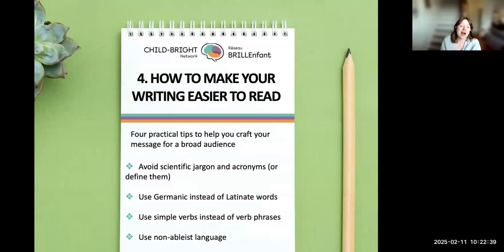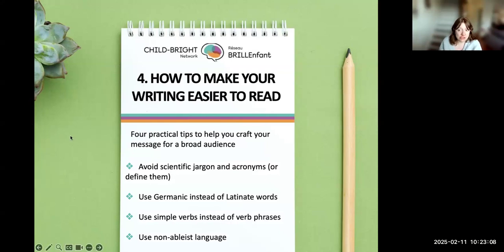So I'm going to be focusing on these four really easy ways to make your writing more accessible and just easier to read for a general public. The first one is, I would say, the most intuitive. Most of you have probably thought of this already. Avoid scientific jargon or acronyms that you have not explained. Either avoid the jargon and the acronyms or explain them in parentheses.